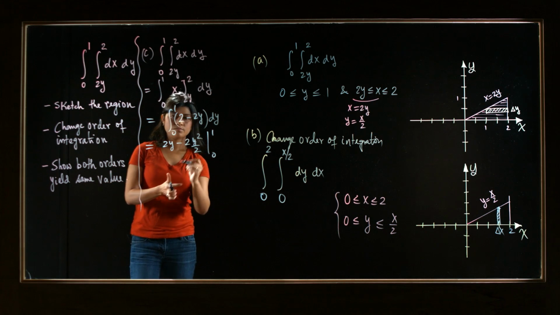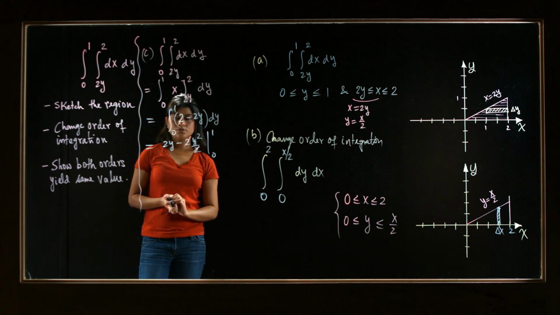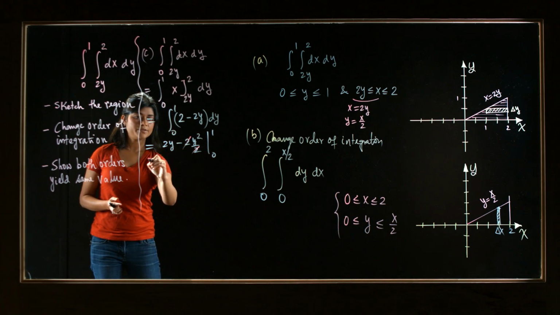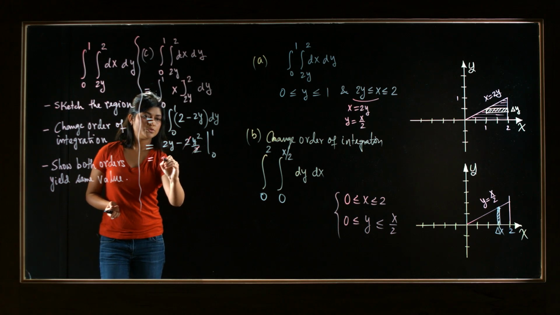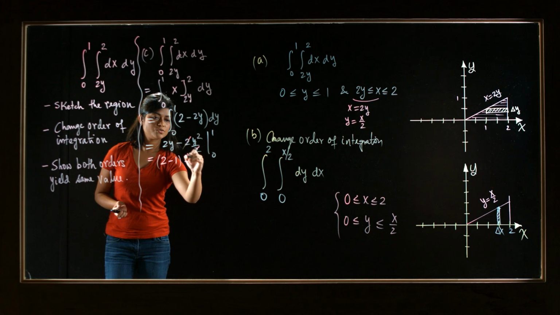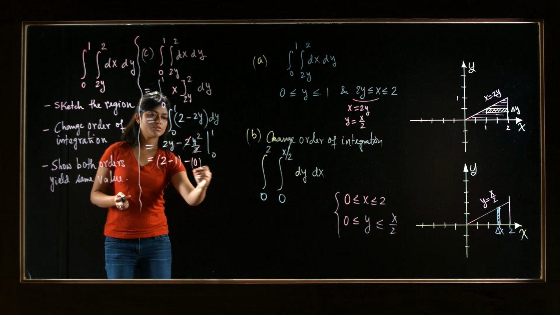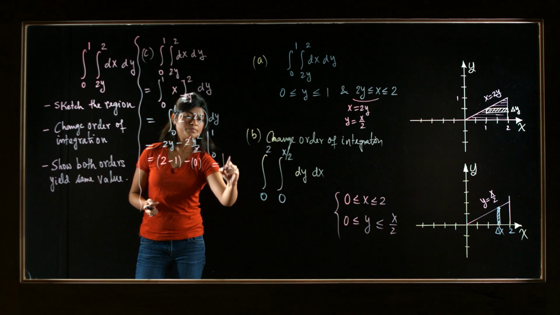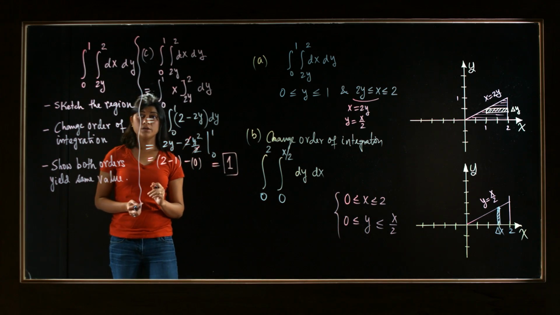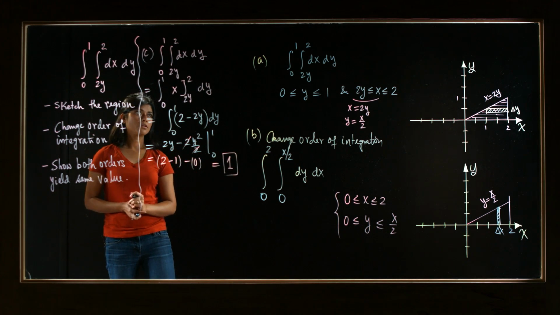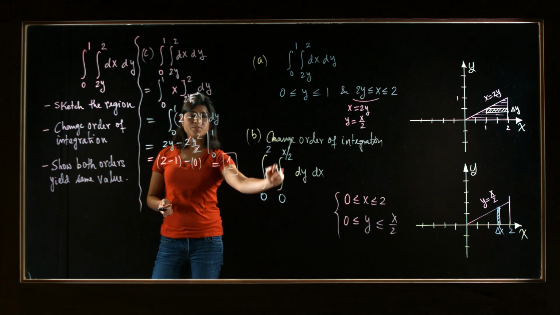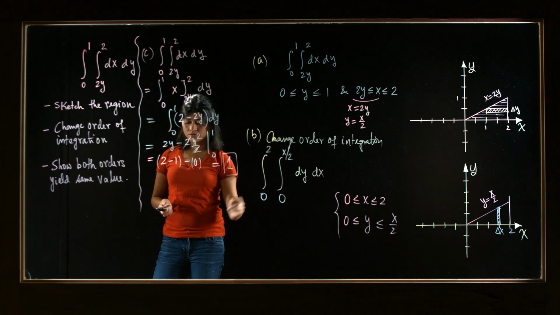Notice that this 2 will cancel. So you will end up having 2 minus 1 minus 0, because when you plug in 0 for both terms it will be 0. So your answer should be just 1. So it will be 1 square unit. Let us see if we get the same result using this other integral.